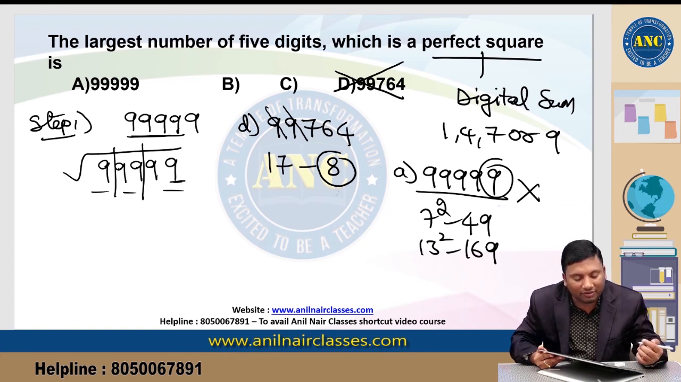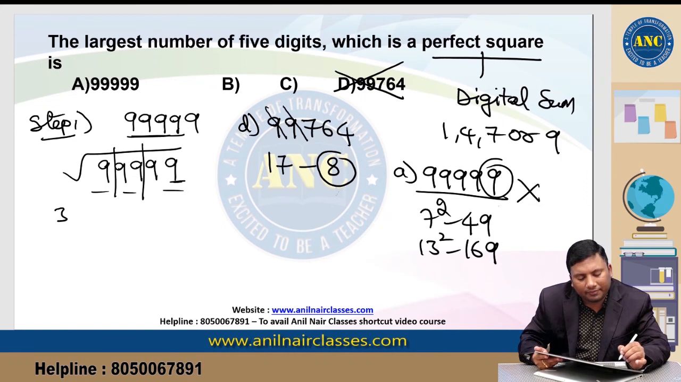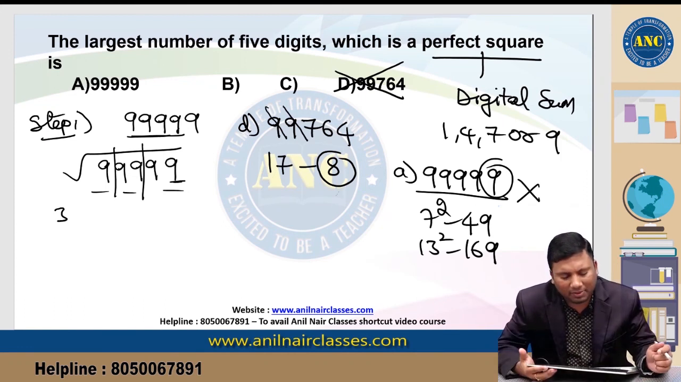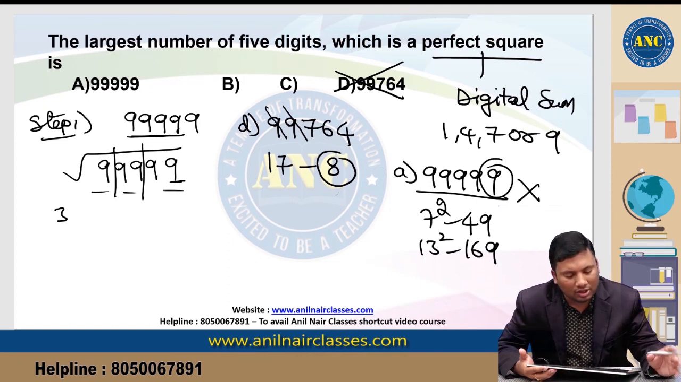What will be the nearest perfect square? What we'll do is find the smallest value closer to the largest number of 5 digits which is a perfect square. We have eliminated the first option, 5 nines, because any perfect square ending with 9 has an even tens place. D option, 99764, has digital sum 8, but the digital sum of a perfect square should be 1, 4, 7 or 9. So the first option is out, D option is out. B and C are not specified, so let us find the values.